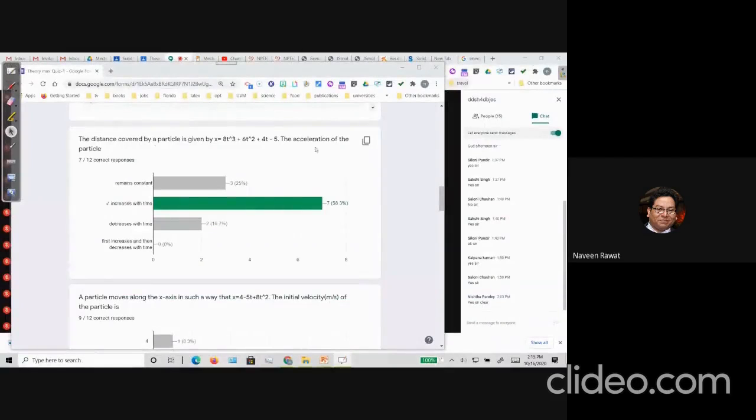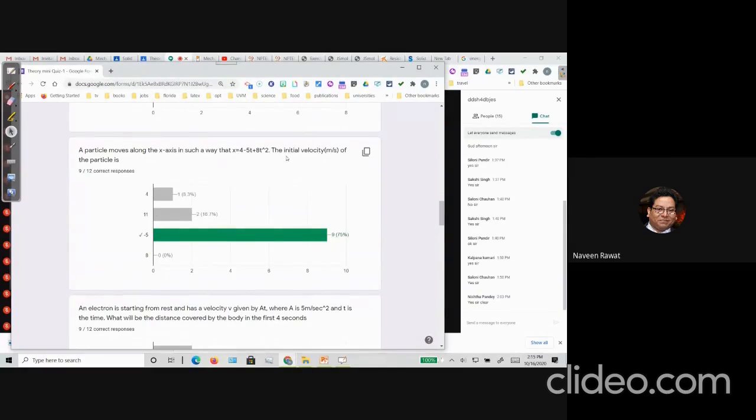The question is asking about the acceleration of the particle: is it remaining constant, is it increasing with time, or is it decreasing with time? We choose the second option, that as the time is increasing, your acceleration is also increasing.